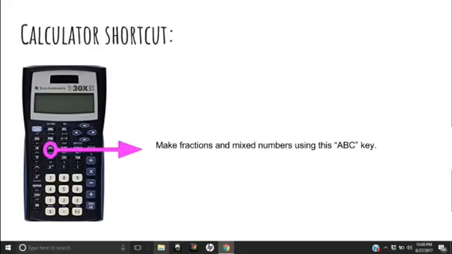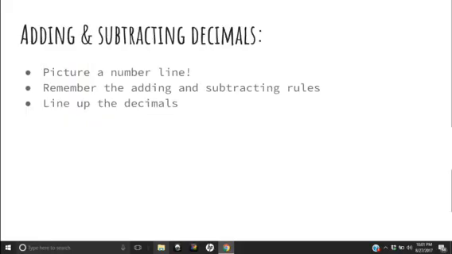Of course, you can do all of this on your calculator using that ABC button. You'll hear me sometimes say just ABC it. You just make fractions and mixed numbers using this key. You can go ahead and try that out and figure out how it works. I believe you can do it.